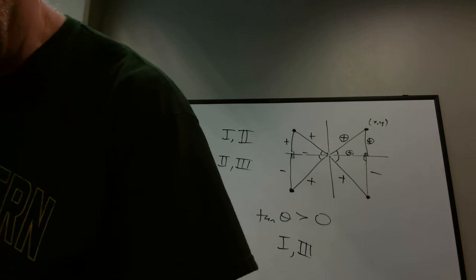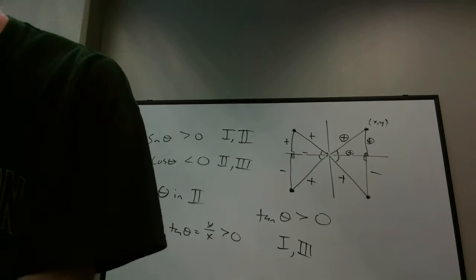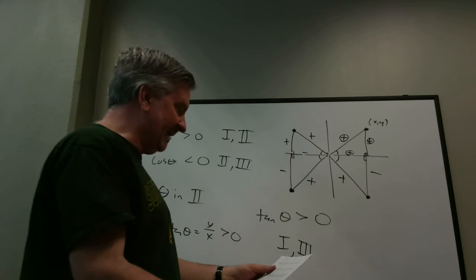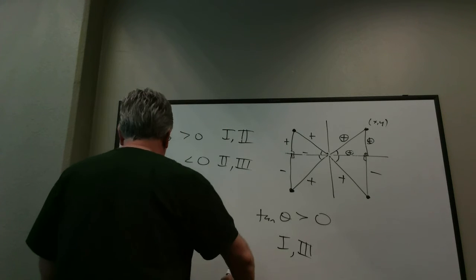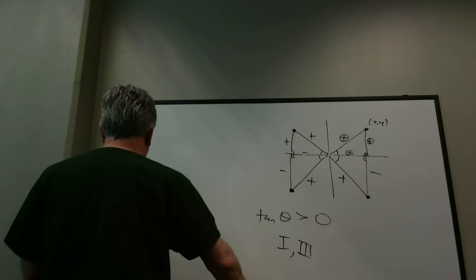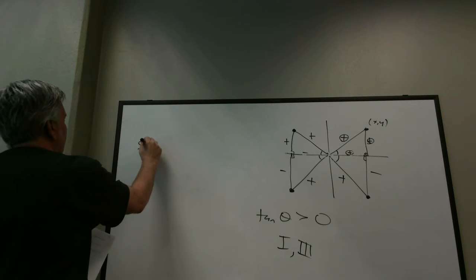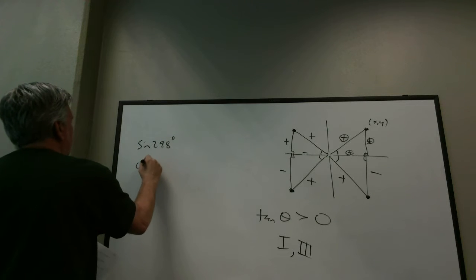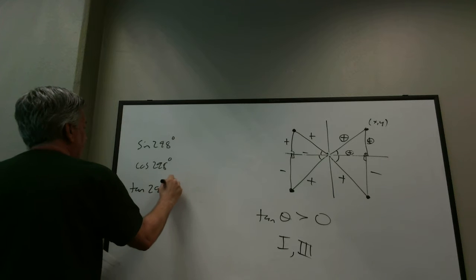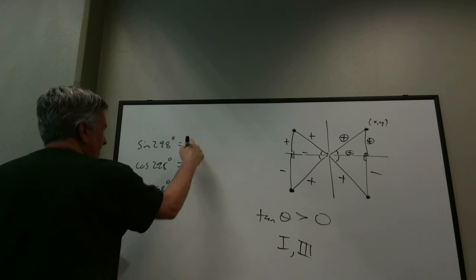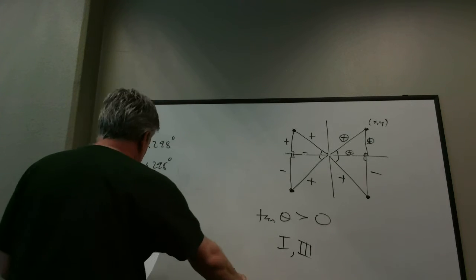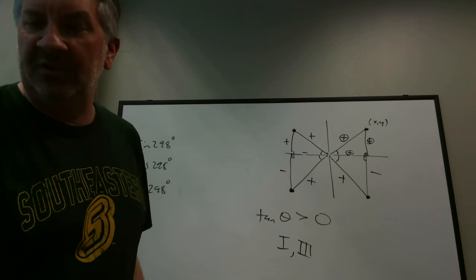The other two. Okay. The next question says, give the signs, so positive or negative, for sine, cosine, and tangent for the angle 298 degrees. So I'm interested in sine of 298, cosine of 298, tangent of 298. Now, it doesn't say find the value of it. It doesn't say put the number value. We just want to know whether the value for each of these is positive or negative.